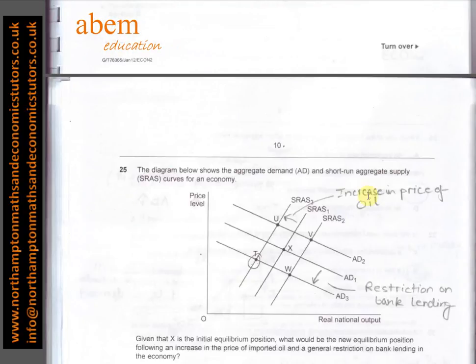Question 25, what I've said is the SRAS curve will move inwards because of an increase in the prices of oil, and the aggregate demand curve will reduce. Why? Because there's restriction on bank lending. So if we look at these two curves, T is the point. That is the answer, point T.